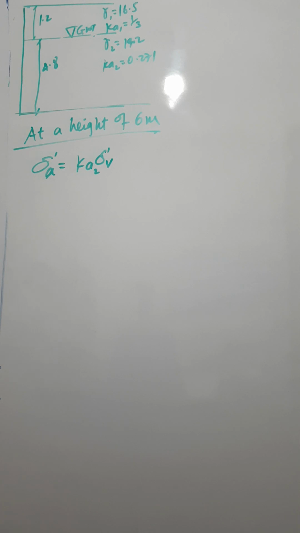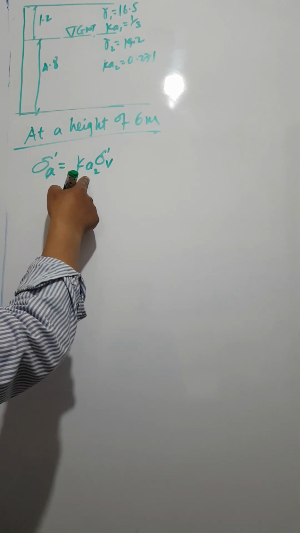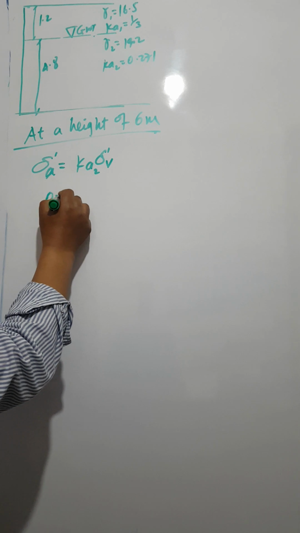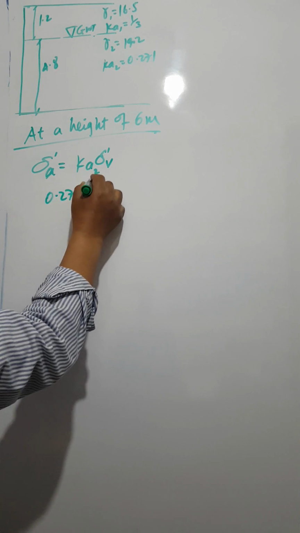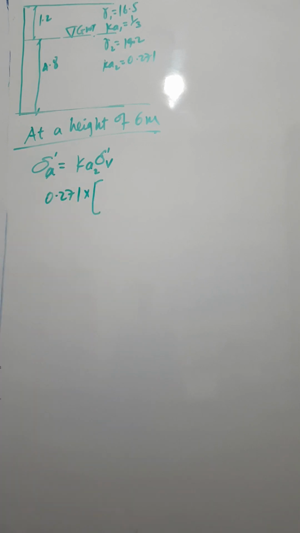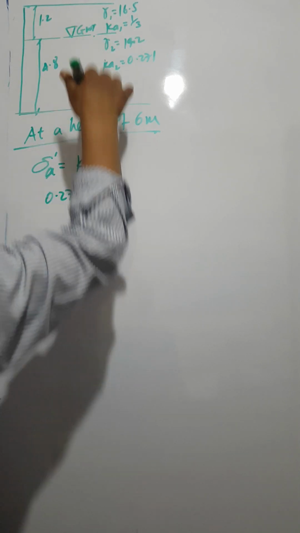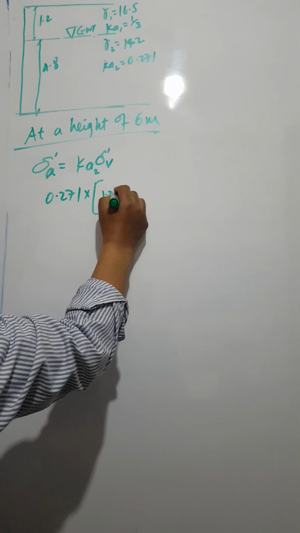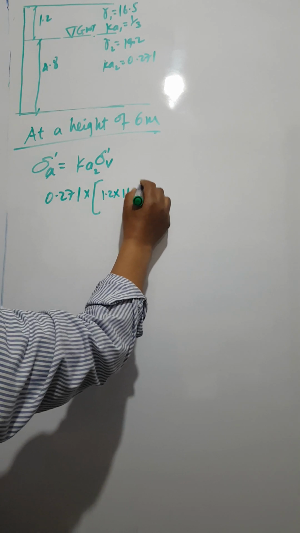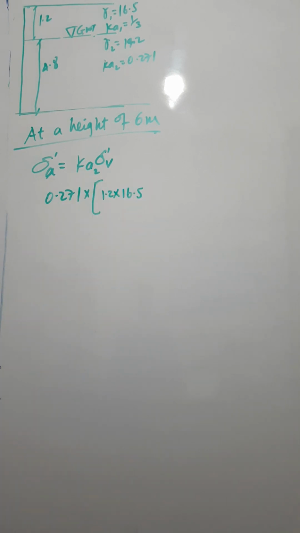አሁን ይሄ ማለት ምን ማለት ነው? Ka2 is low አይደል? Ka2 is 0.271 times okay effective vertical burden okay because of this height of this material okay 1.2 times 60.5 okay kilonewton meter square burden is felt because of this.